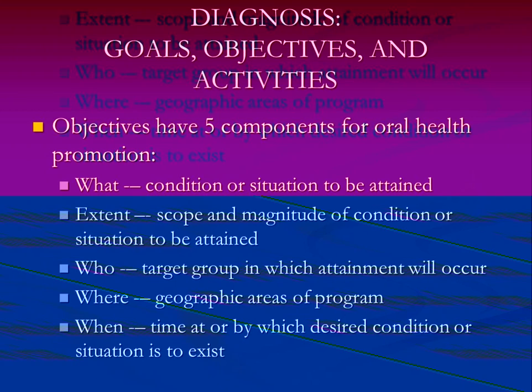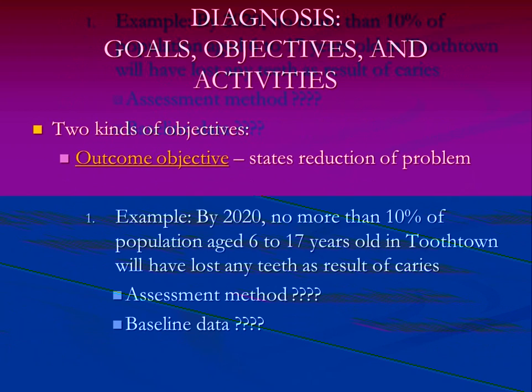And then we're going to identify who the target group is that we're going to really focus on. We're going to identify where, which is the geographic location of the program, and when. We want to have an end time where we are going to start the evaluation phase and collect the data, and then hopefully we're going to see some results by that time. So the first type of objective for the oral health promotion program is an outcome objective. Basically, an outcome objective states a reduction of the problem at the end of the program.